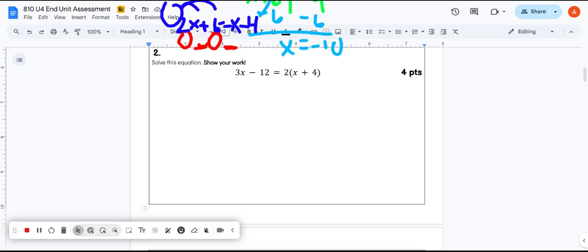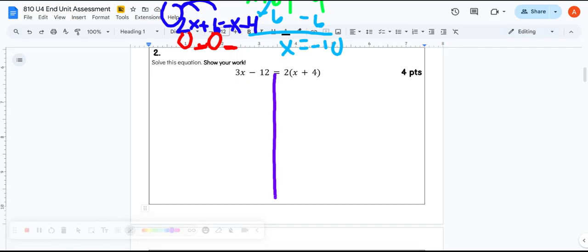Number 2 says we're going to solve this equation and we're going to show all of our work. So this step-by-step process here might help you see where you made your mistake. And we'll go ahead and rewrite that on our paper to make sure we make those necessary adjustments. So the first step I hope you all did was that you needed to distribute. So I multiplied 2 times x, which is 2x, 2 times 4, which is 8. Now we have 3x minus 12 equals 2x plus 8.